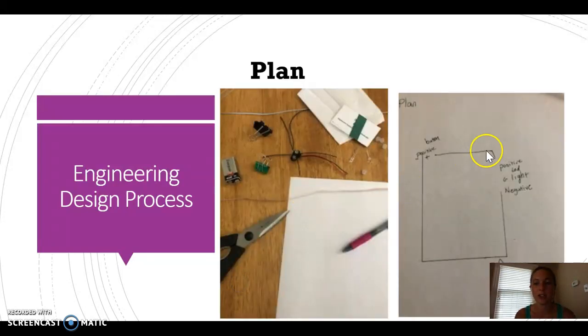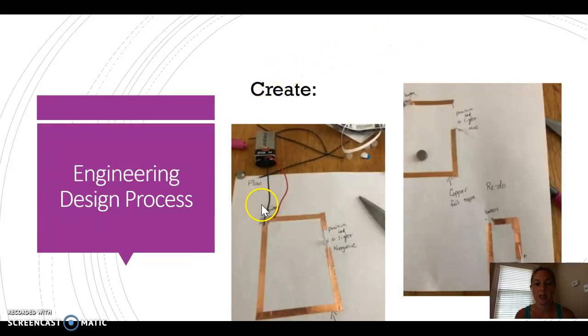So first I ended up trying to create my paper circuit. So here are my materials, and then I started out with a sketch of my plan. I created the paper circuit using the copper and a 9-volt battery. The light ended up turning on right away and it was really bright, and then all of a sudden it just shut off.